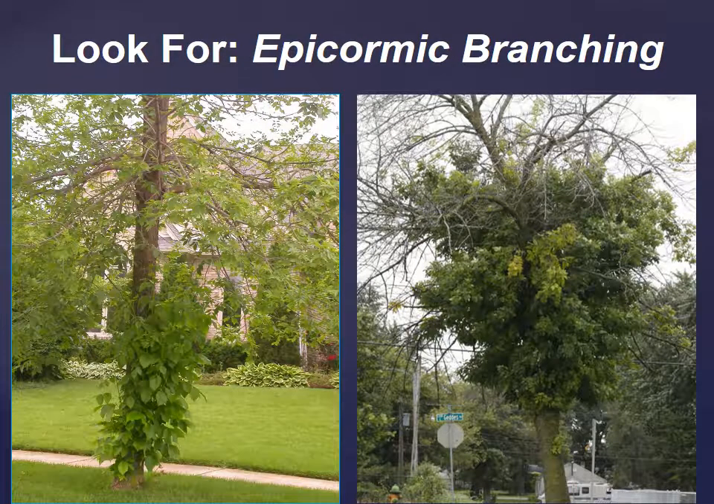Epicormic branches or side sprouts are essentially a sign of a stressed tree that is trying to put out as much green as possible so that it can feed and sustain itself. As the canopy declines, you will see epicormic branching off the trunk of the tree. This can be a sign of EAB, but not necessarily so.